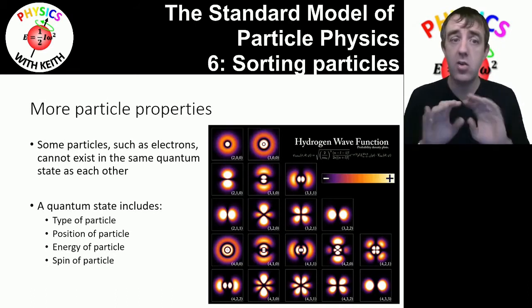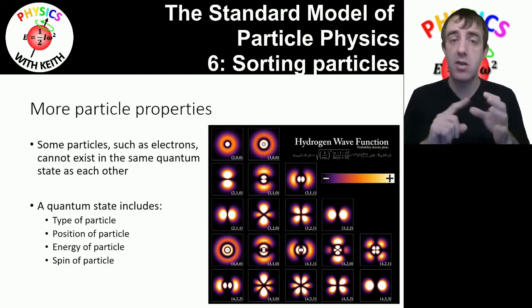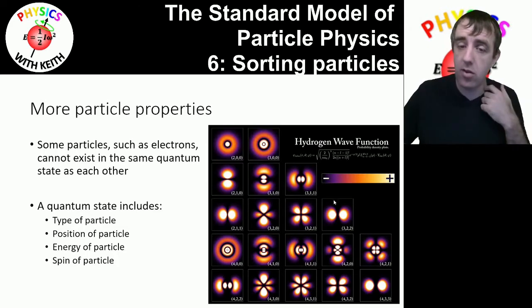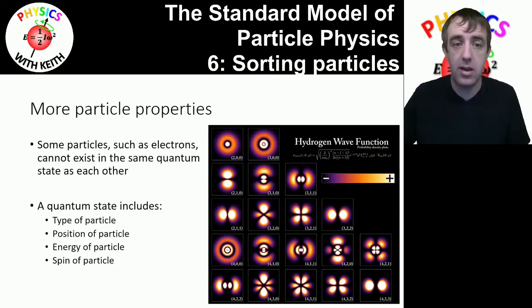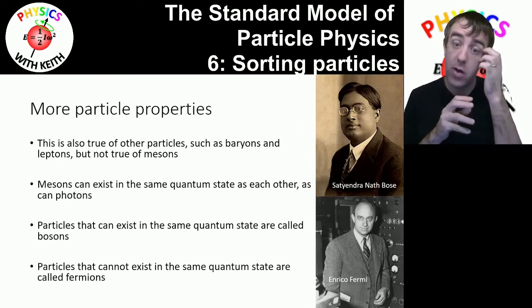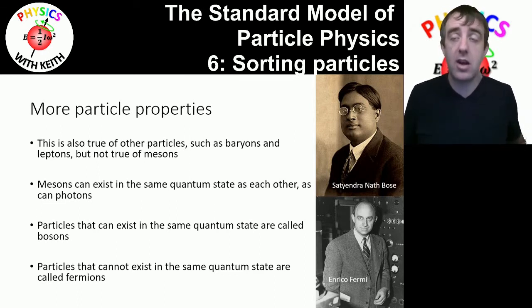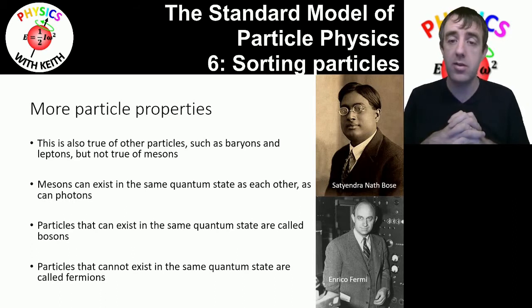Now, you cannot get 2 electrons in the same quantum state. You just can't. They won't let you. But that quantum state can include many, many, many of these quantum numbers. And so you can end up with very exotic shapes of shells looking a bit like this. Particles that you cannot get into the same quantum state get called fermions, named after Enrico Fermi. But there are particles that you can get in the same quantum state. Particles such as photons, and actually particles such as mesons. And they get called bosons.